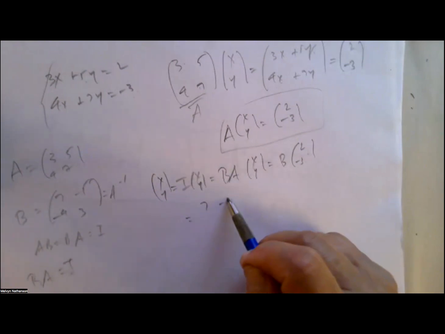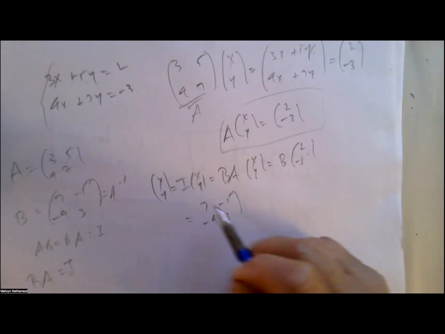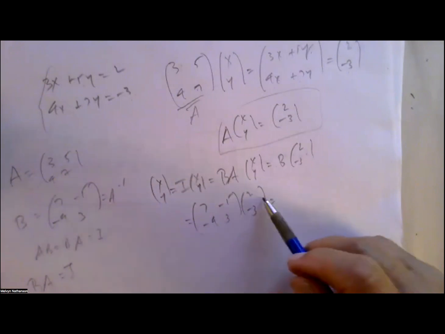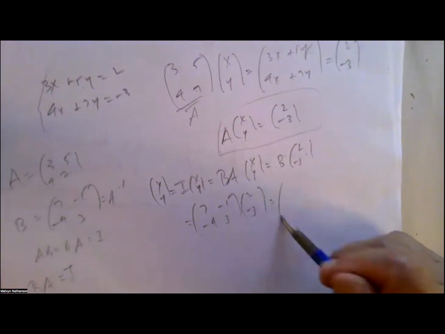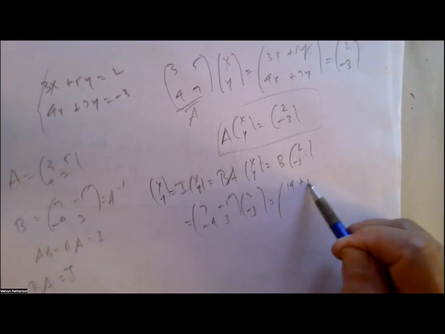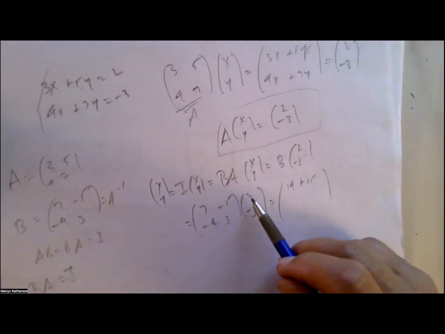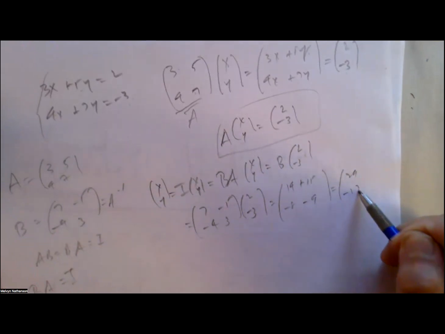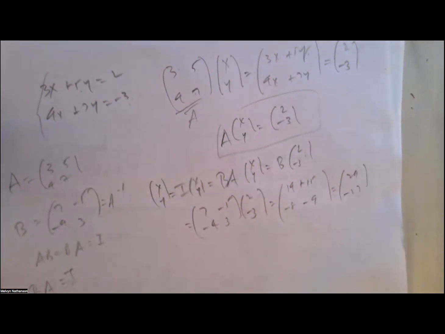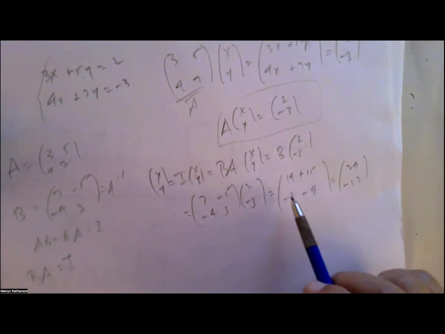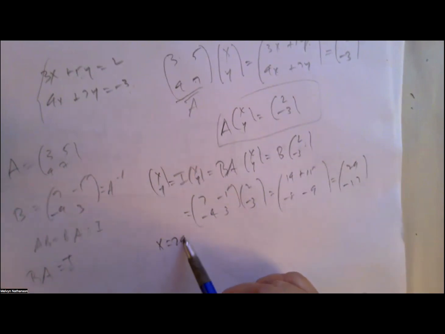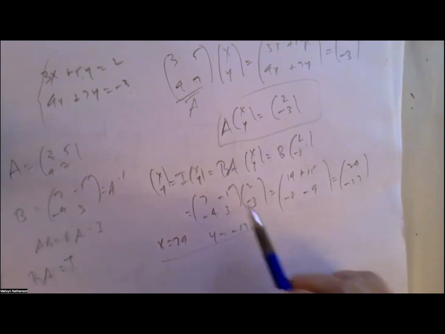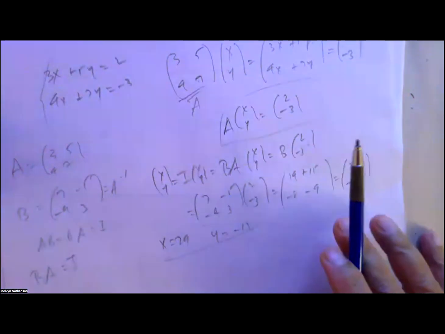What was B? 7, minus 5, minus 4, 3 times 2, minus 3. When I compute this, row into column multiplication, I get 14 plus 15, minus 8 minus 9. That's 29, minus 17. So according to this, x equals 29 and y equals minus 17, I have a solution of my system of equations.